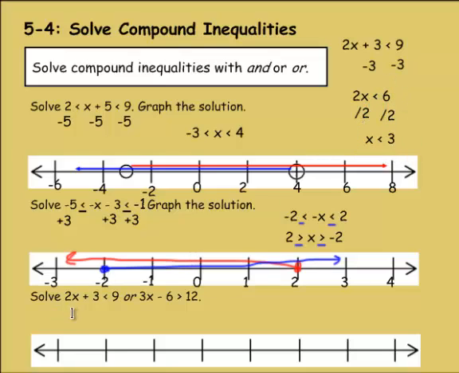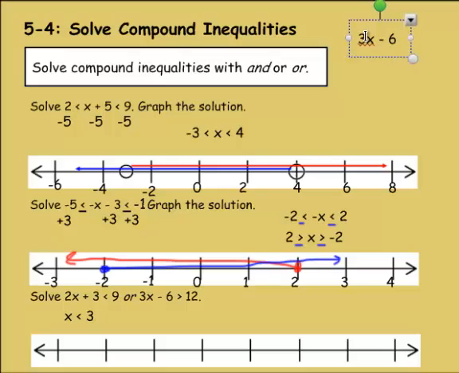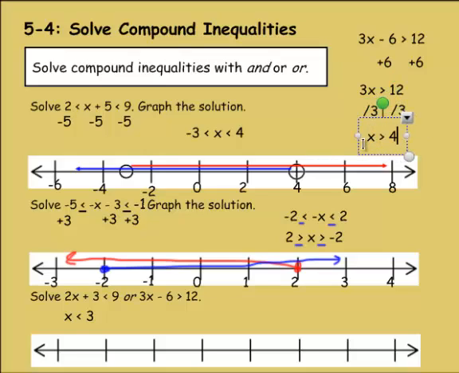So I'm going to rewrite this down here. X is less than 3. And then give myself some room again. So I have 3x minus 6 is greater than 12. I would add 6 to both sides. So I'd be left with 3x is greater than 18. Divide both sides by 3. And I'm left with x is greater than 6. So I have x is greater than 6 over here.